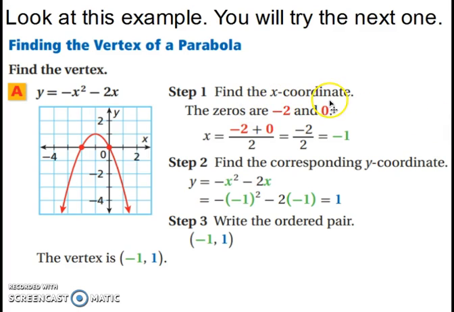So we want to find the x coordinate, aka find your axis of symmetry. The zeros are -2 and 0, so we can take the average, and that would give us -1. So plug -1 into your quadratic function and simplify. So we have negative quantity -1 squared minus 2 times -1. And when you simplify, you end up with 1. So your ordered pair combines your x and your y to make your xy coordinate. So -1, 1. Let's try another one.